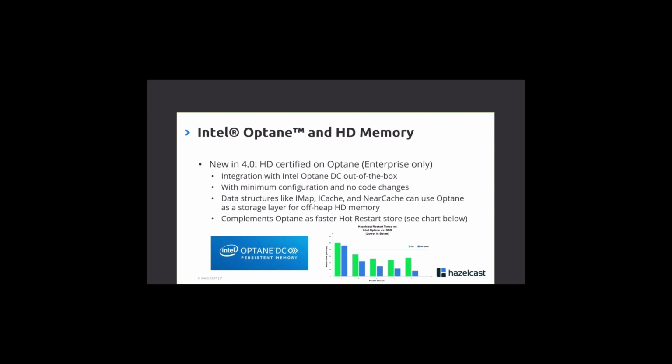With the HD certification on Optane, that simply means that we can take data off heap and thus grow your pool of RAM across your node much bigger than you would if you used the Java heap. So you get this support with minimum configuration, no code changes, and data structures like IMap and ICache, and features like near cache can use Optane as that in-memory storage layer for off-heap HD memory. And as I mentioned, this complements the hot restart store and represents just another way that you can use Optane as part of your in-memory deployment.